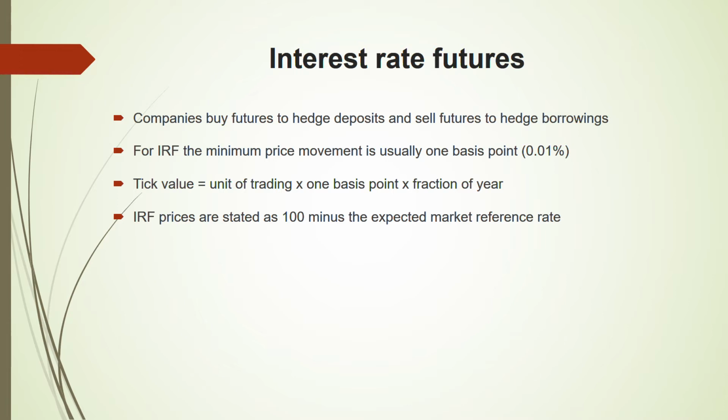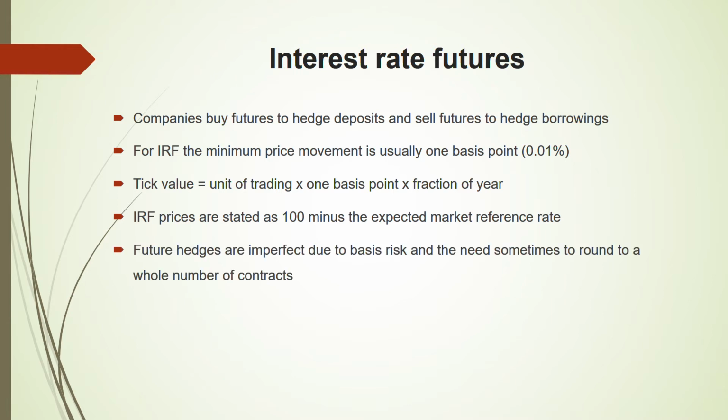So let's say your interest rate is 3%. So your price will be 100 minus 3, which is 97. 97 is your price. You see? So 100 minus that market rate is known as the price of interest rate future. Or sometimes what happens, they give you the price. They say 97 is the price of interest rate future. That means interest rate is 3%, because 100 minus 97. Sometimes they give you the price, you have to find the interest rate. Sometimes they give you the interest rate, you have to find the price.